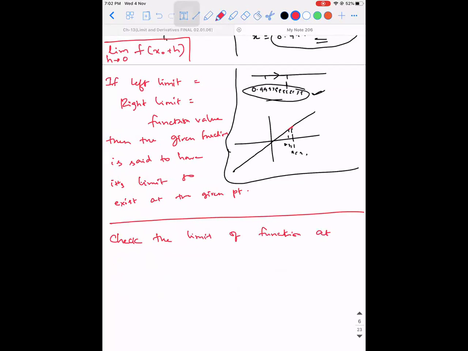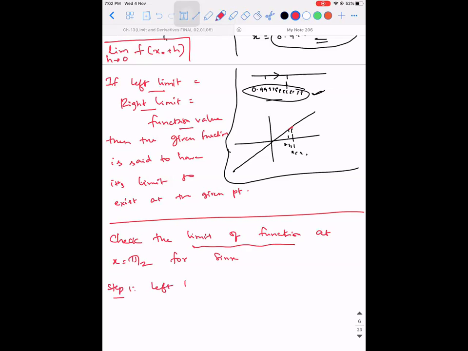the limit of the function sin x at x is equal to pi by 2. Now I'm not going to draw any graph, okay? So when a question like this is asked, it means they're asking you whether the limit at that point exists or not. If the limit has to exist, what should happen? Left limit should be equal to right limit should be equal to function value. So step number 1.